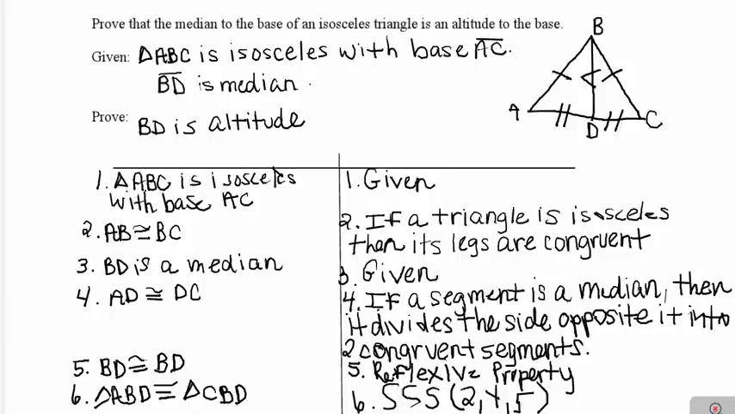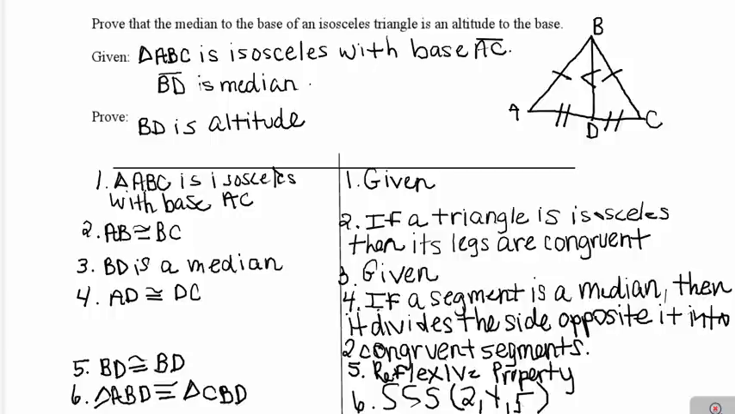Okay, so take a look at your diagram. Hopefully you have something similar to mine. Maybe not all the letters are the same, but you should have about two givens. One of your givens should say that the triangle is isosceles with base, and you also need to say that there is a median, and then you're trying to prove that that same median is an altitude.